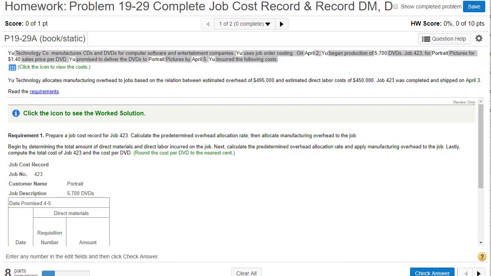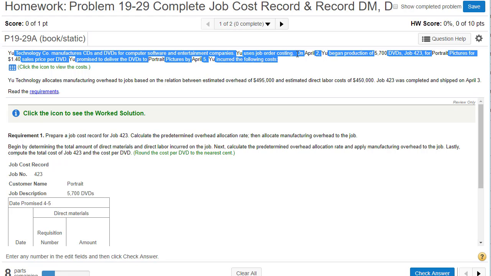Problem 1929. We're going to complete a job cost record for one job, and then we're going to record direct materials, direct labor, and then we're going to allocate manufacturing overhead to that job based on the job's size. So, U Technology Company manufactures CDs and DVDs for computer software and entertainment companies. U uses job order costing.